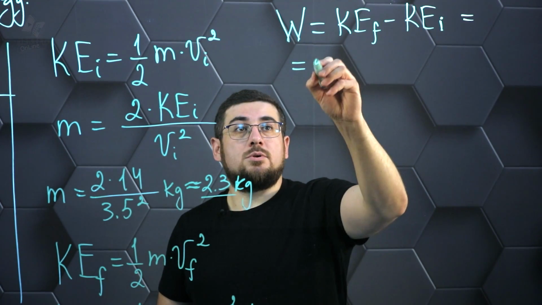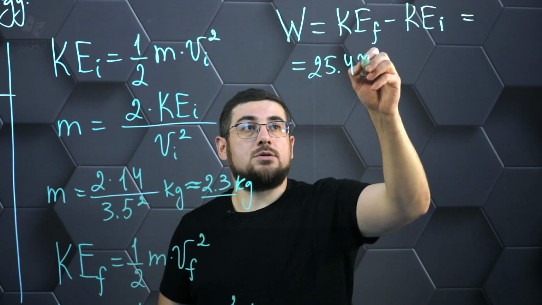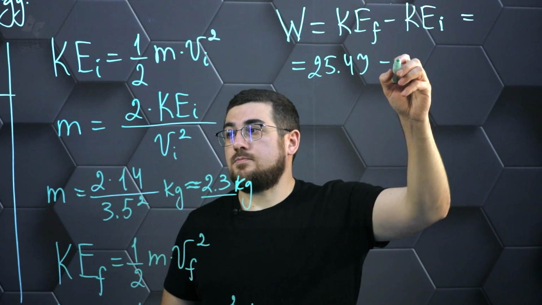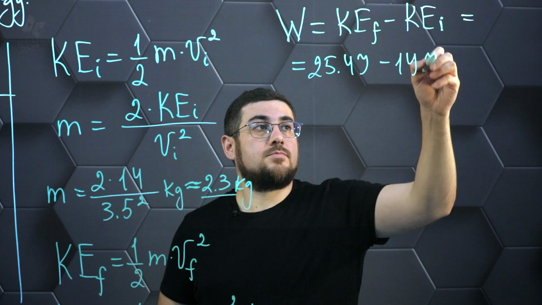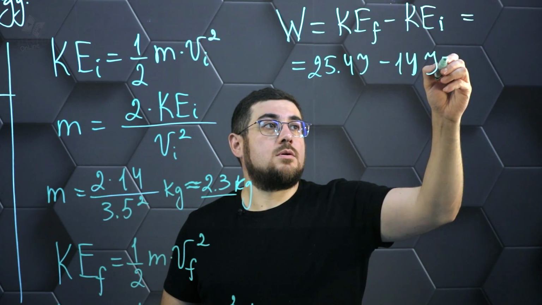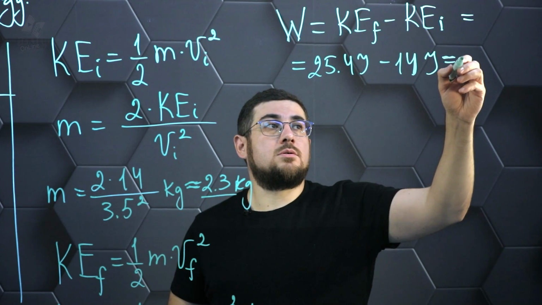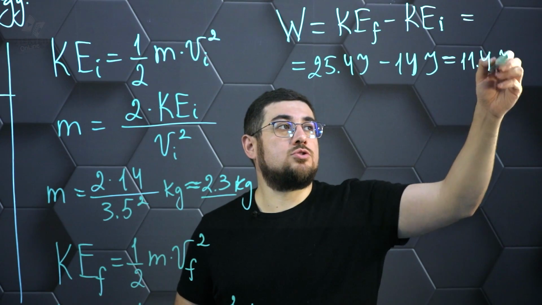So we've got 25.4 joules minus 14 joules. And we get the expression 11.4 joules. That's the work done by some force.